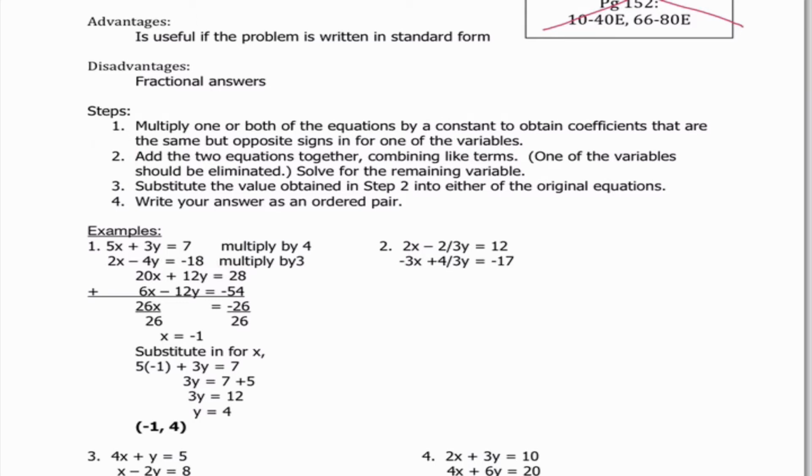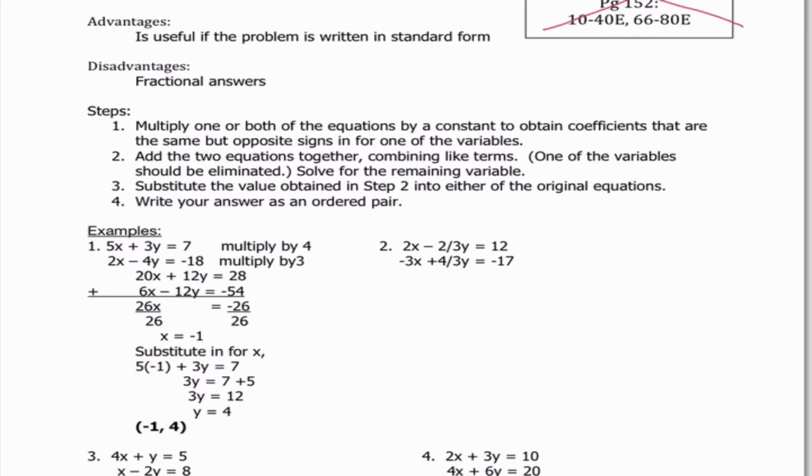The second step is I'm going to add these two equations together. So 20x plus 6x is 26x. Notice my y's cancel out. Every single time, one of the two variables should cancel out. If not, that means you did something wrong. Here, I'm going to add 28 and negative 54, and I get negative 26. Now I'm going to just solve this equation for our remaining variable. So when I divide by 26, I get x equals negative 1.